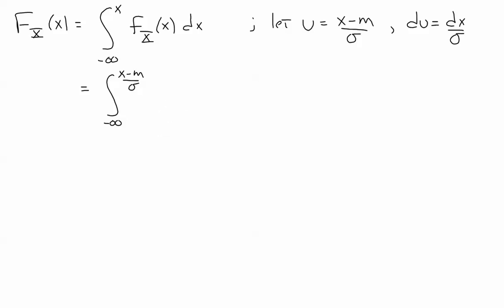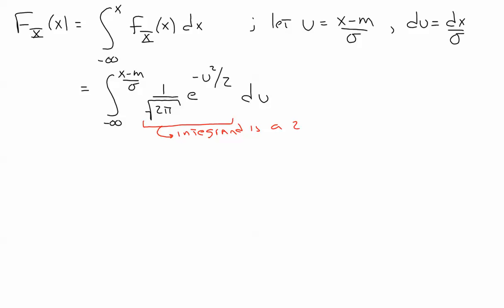I need to make that a little bit bigger. All right, that's that. After doing this change of variables, my integrand is a zero mean, unit variance Gaussian probability density function.